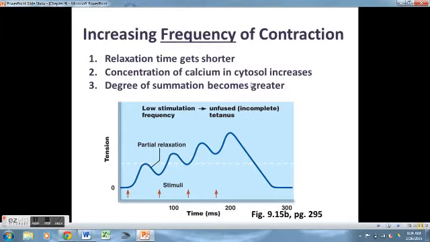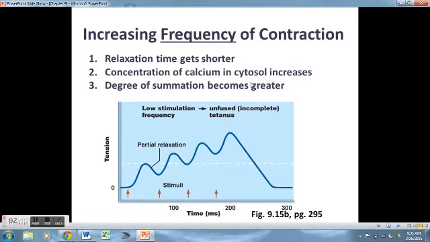Now, this second one you really have to think about for a minute. The concentration of calcium in the cytosol increases. Remember, when a muscle is at rest, all that calcium has been pumped into the sarcoplasmic reticulum. It's being stored up. And when the action potential comes by, it gets released, can cause the muscle to contract by binding to troponin, and then the rest of it gets pumped back.